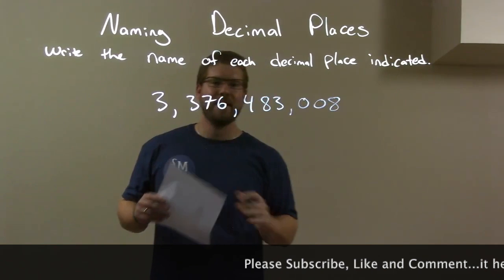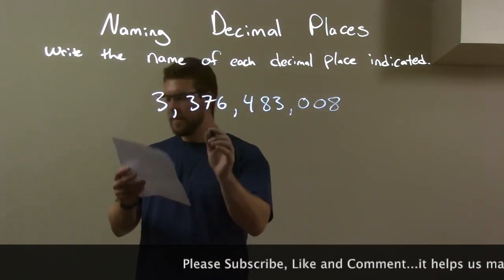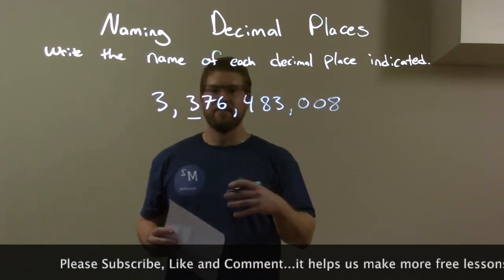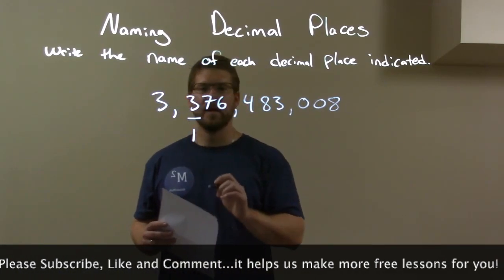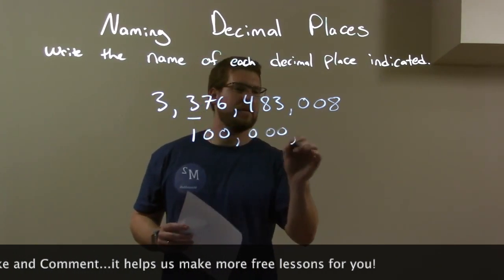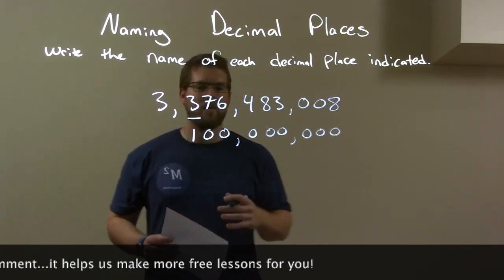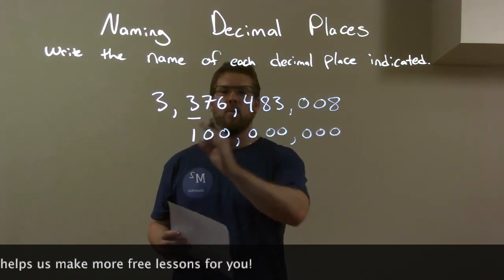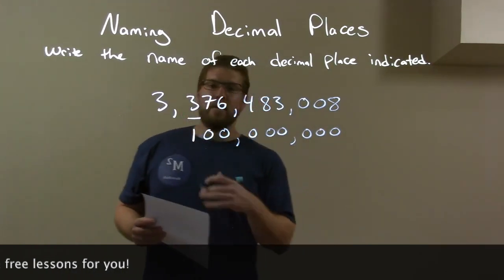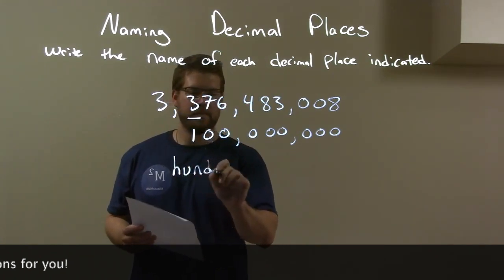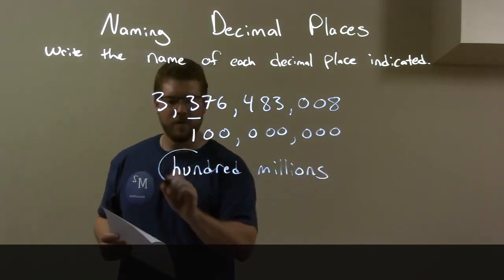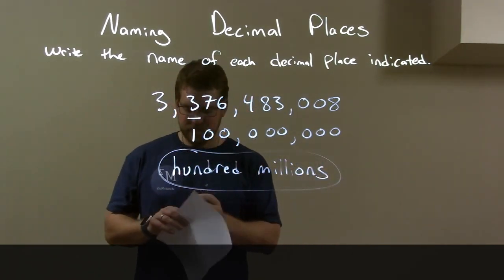3,376,483,008. Now don't let the large number fool or trick you. This 3 is the one we're trying to find. So my technique is still the same. I put a 1 underneath that 3 and put zeros the rest of the way, 0, 0, 0, 0, 0, 0, 0, 0. That number is 100 million. So the placement is the 100 millions. And there's our answer.